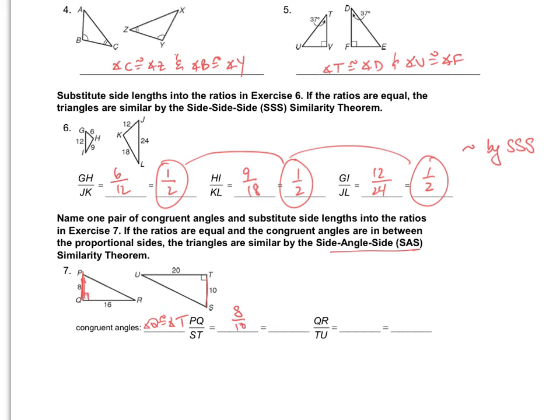So we've got 8 to 10. PQ is 8, ST is 10, and that will reduce down to 4 over 5. And then QR right here is 16, and TU is 20. So this reduces down to 4 over 5. Since both of these are 4 over 5, and I have an included angle right there, then I could say the two triangles are similar by side, angle, side.